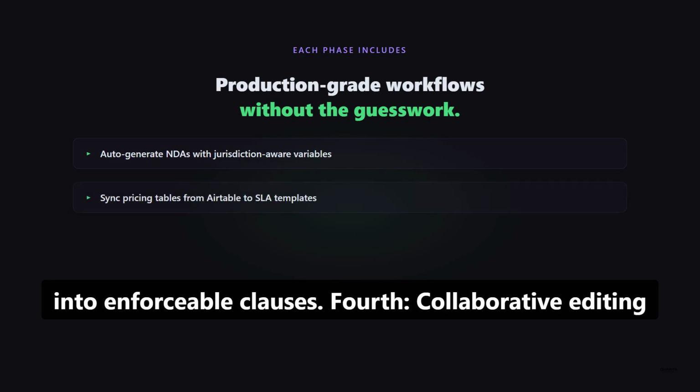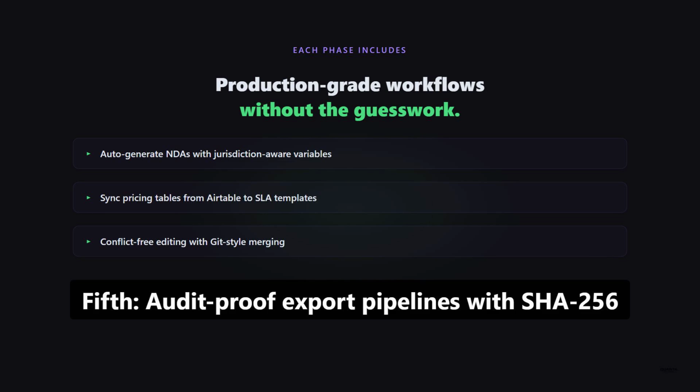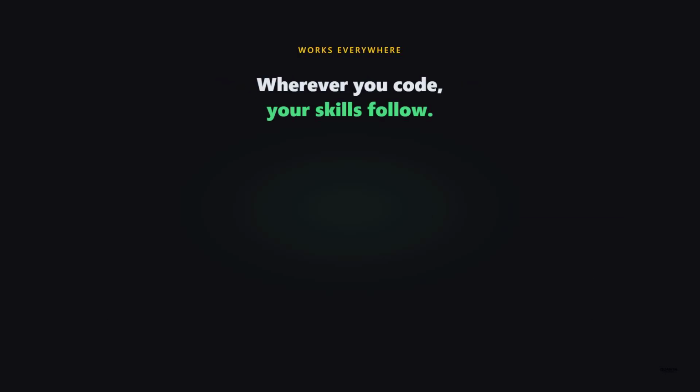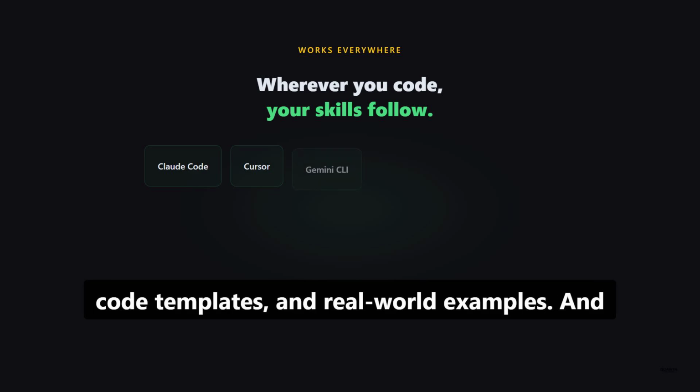Fourth, collaborative editing with conflict resolution powered by CRDTs. Fifth, audit-proof export pipelines with SHA-256 hashing. It comes with expert instructions, code templates, and real-world examples.